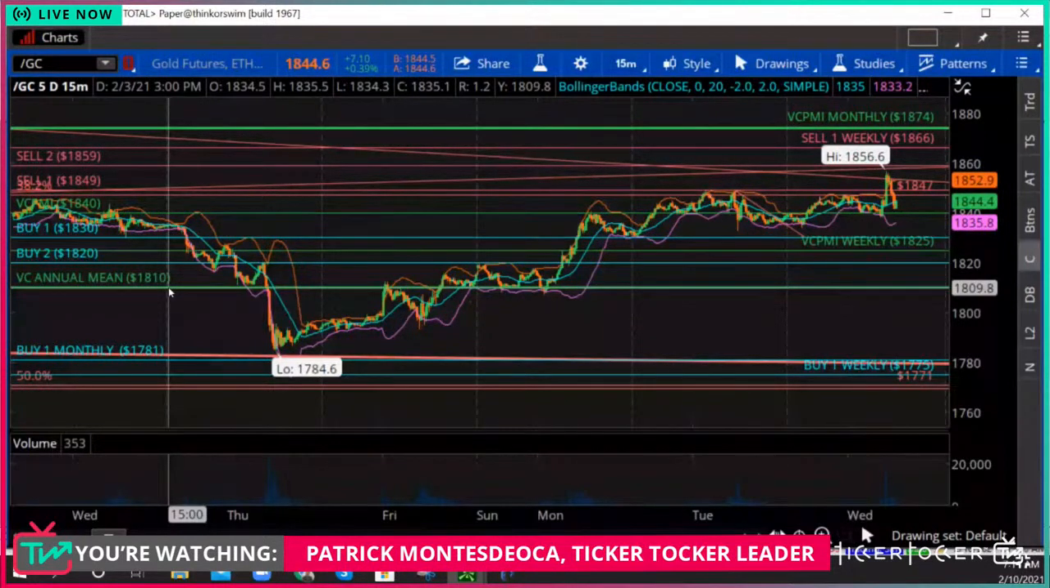it creates what is called a harmonic alignment. And so what we have here is that we're getting, again, the AI telling us the levels from 1849 all the way to 1874 are levels that offer a high probability that you could see sellers or supply come into the market.